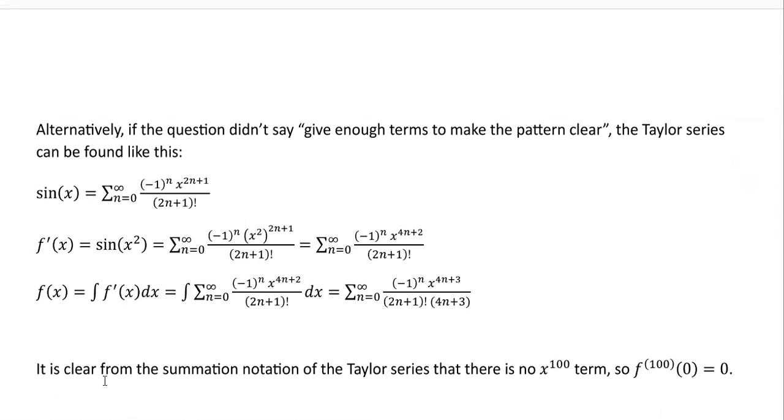I'll go over that next. So it's clear from the summation notation of the Taylor series, as we can see term by term or from the summation, that there's no x to the 100th term. So the 100th derivative at 0 is 0, as simple as that. And how can we understand that?